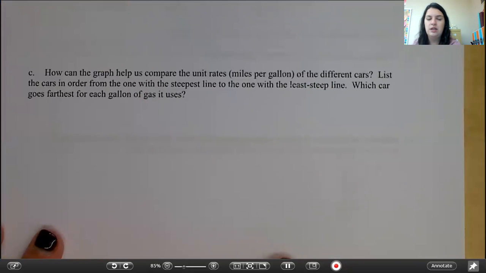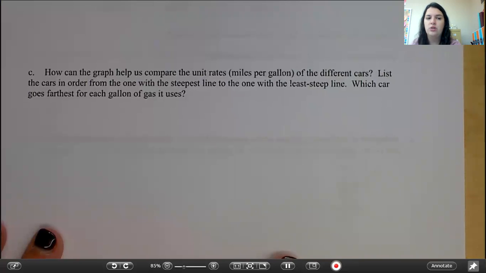When you're done with your graph, let's take a look at part C. It says, how can the graph help us compare the unit rates, miles per gallon, of the different cars? List the cars in order from the one with the steepest line to the one with the least steep line. Which car goes farthest for each gallon of gas it uses?